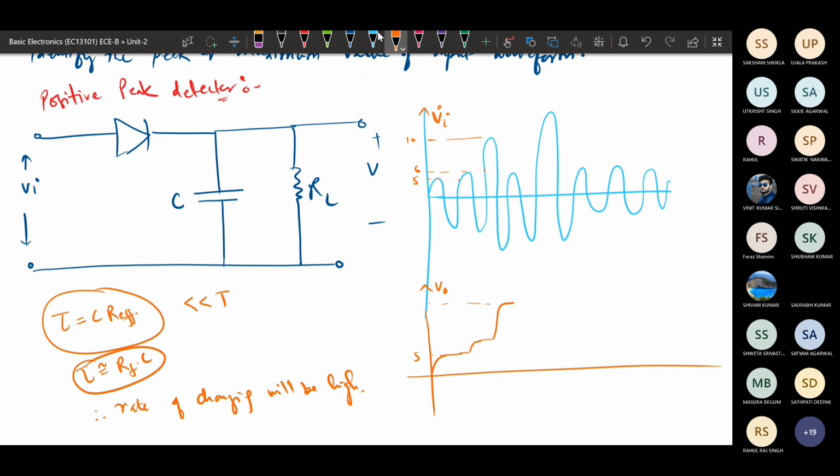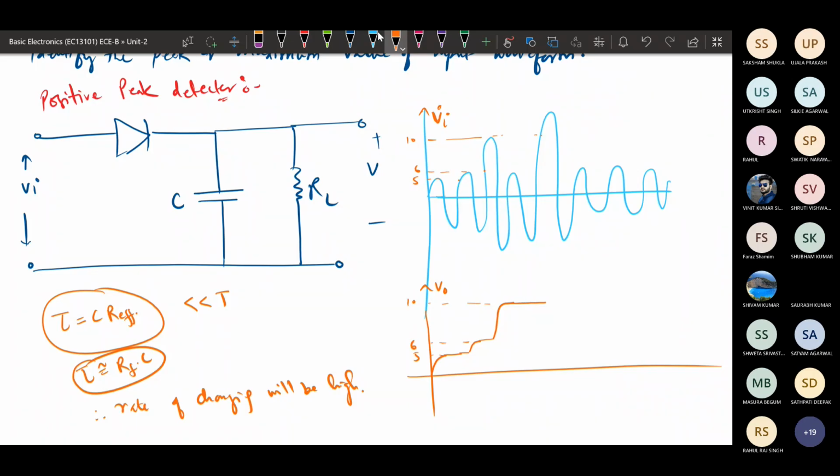Now it will be charged to 10 volt. So this 10 volt will remain constant. It will not be discharging even if we are applying an input voltage that is less than 10 volt. The discharging will not take place because the discharging rate will be very low, so it will remain constant.